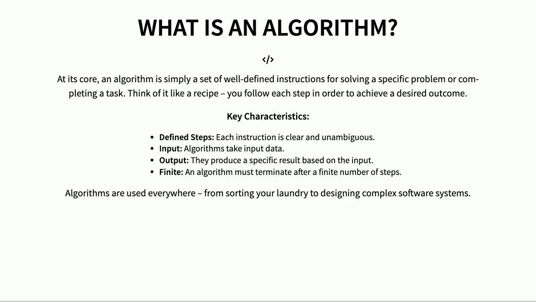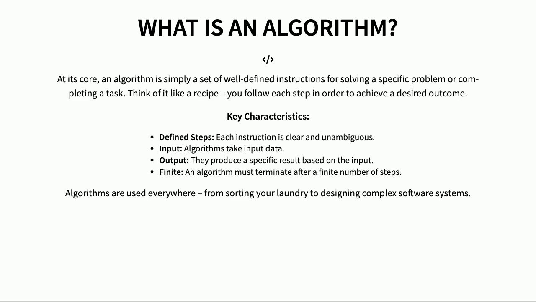Let's start with the basics. An algorithm is really just a detailed, step-by-step instruction set. Imagine you're making a cake. That recipe is an algorithm. It tells you exactly what to do in order and gives you the final result.